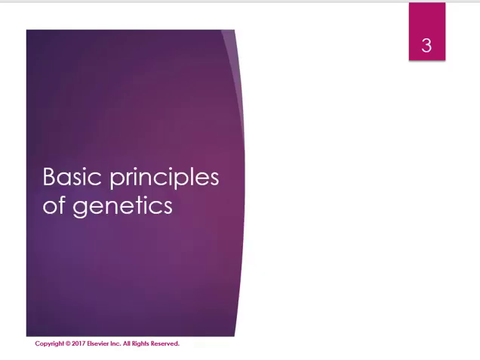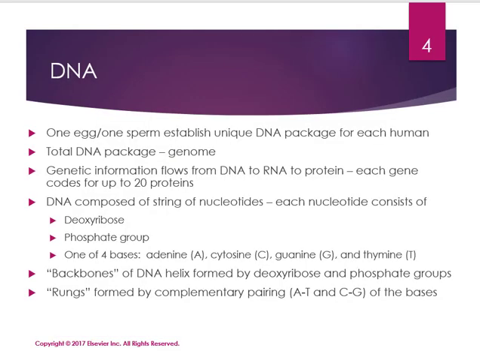So let's talk briefly about some basic principles of genetics, and this is going to just be brief. When one sperm and one egg come together, they create a unique DNA package for each of us, and then the whole total DNA package is called the genome. Within each cell, genetic information flows from the DNA to the RNA to protein, with each of these genes being coded with up to 20 different proteins.